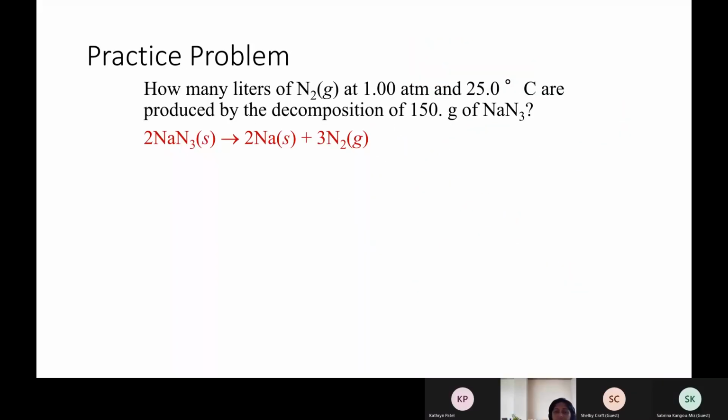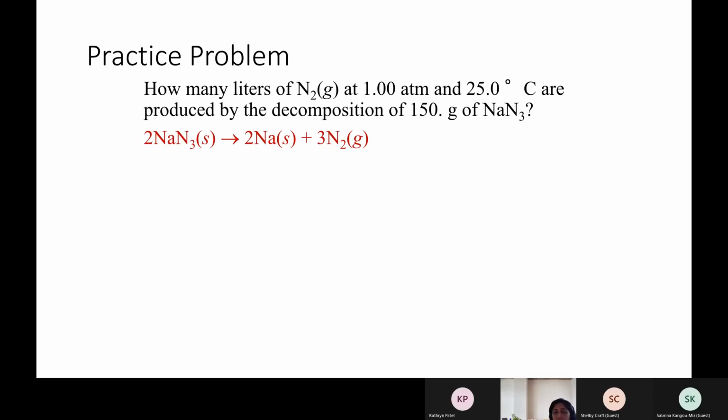How many liters of N2 gas at 1.00 atm and 25 degrees Celsius are produced by the decomposition of 150 grams of sodium azide, so sodium nitride? Okay. Yes, sodium nitride. Okay, right. So how many liters of N2 will be produced?